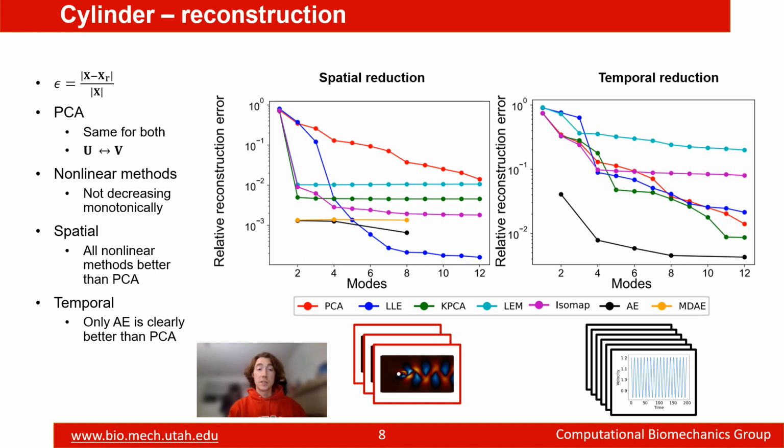PCA. The other interesting thing we can observe is that the error for the nonlinear methods is not decreasing monotonically. Comparing spatial and temporal, we see that spatial obtains an order of magnitude better reconstruction error. So temporal reduction is harder. And in this case, only the autoencoder is achieving clearly better results than PCA. The manifold learning methods have similar reconstruction error to PCA.